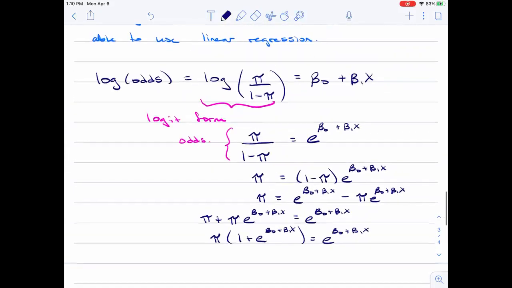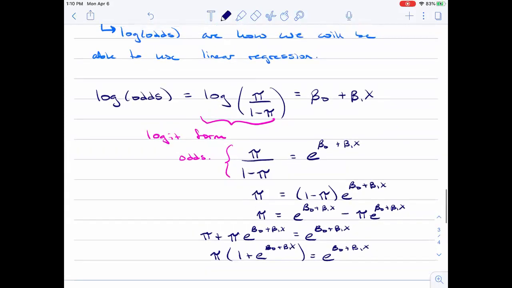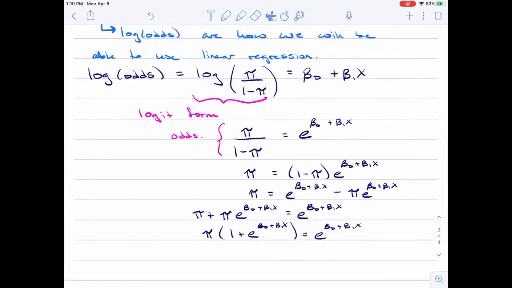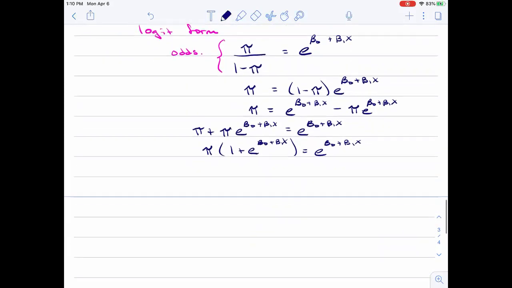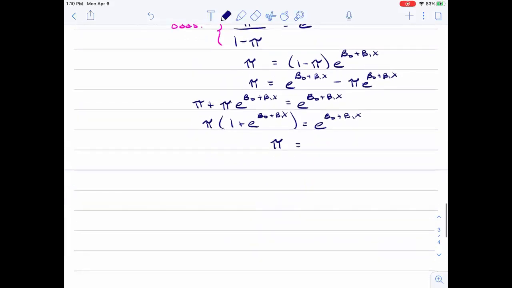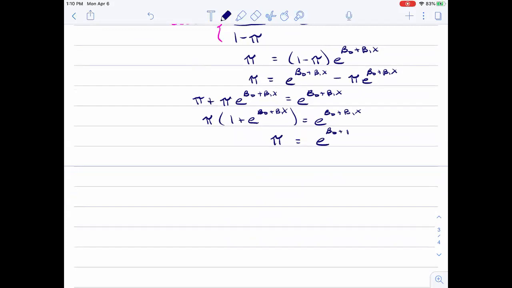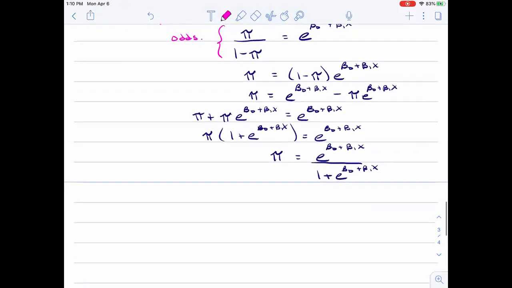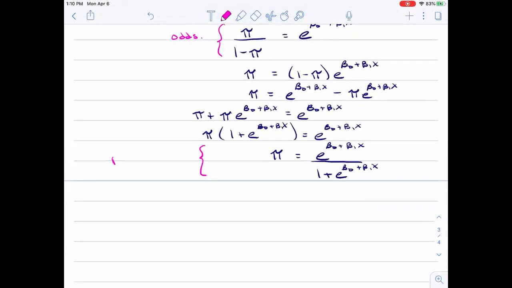So pi then is e to the beta naught plus beta 1x over 1 plus e to the beta naught plus beta 1x. This, what we found here, is the probability form of the model.